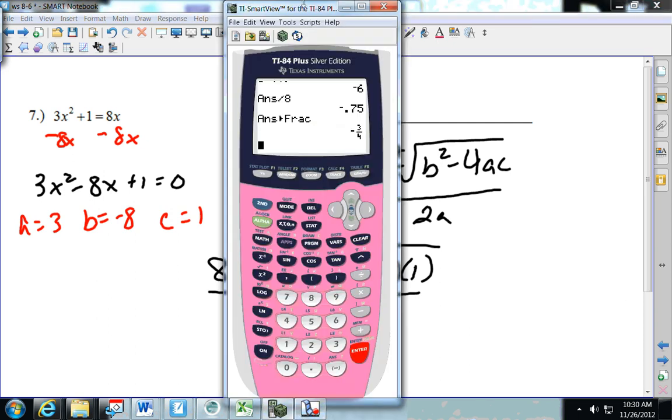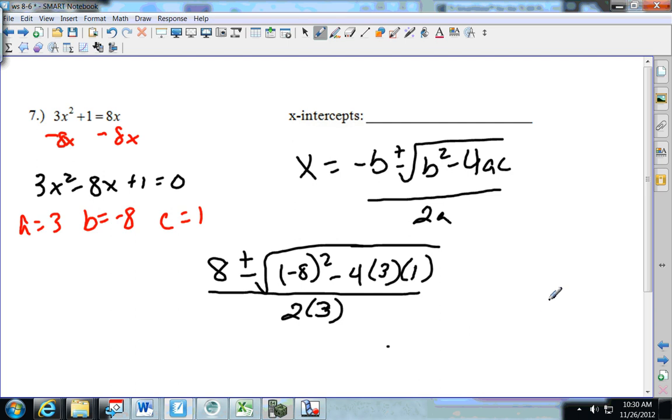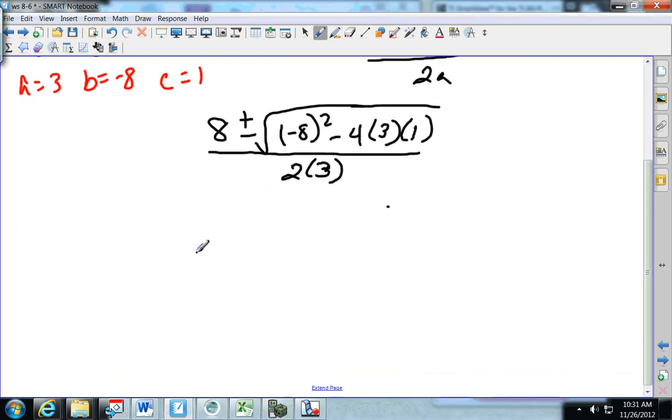So we need to now go and put what's underneath the square root sign in the calculator. I have negative 8 squared minus 4 times 3 times 1, and I press enter. That gives me 52. So I have 52 underneath the square root sign. So let me move this down a little bit. 8 plus or minus the square root of 52. 2 times 3 is 6.